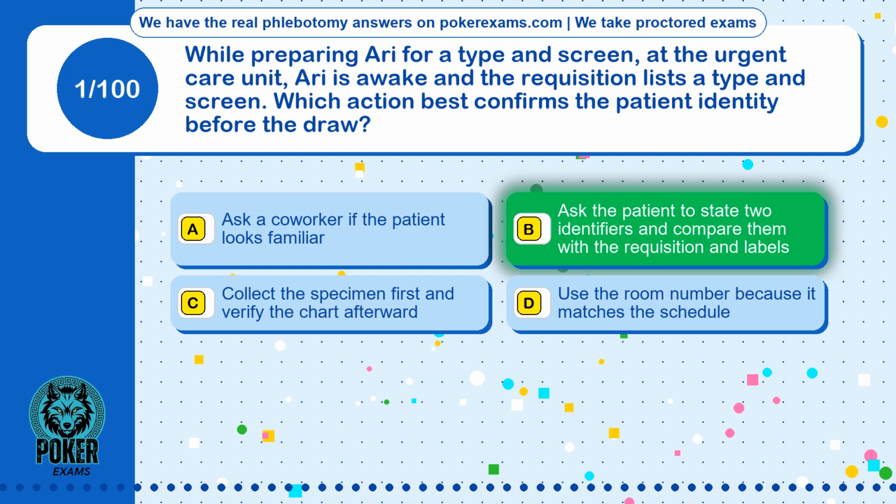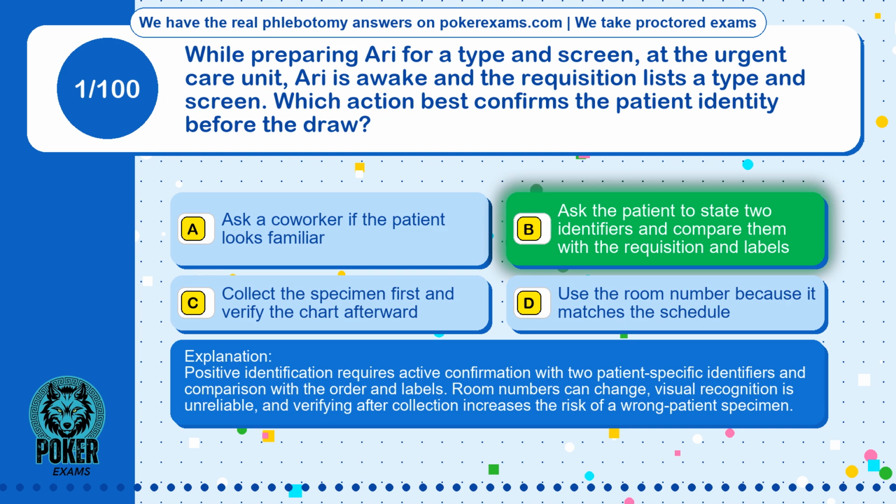Ask the patient to state 2 identifiers and compare them with the requisition and labels. Positive identification requires active confirmation with 2 patient-specific identifiers and comparison with the order and labels. Room numbers can change, visual recognition is unreliable, and verifying after collection increases the risk of a wrong patient specimen.